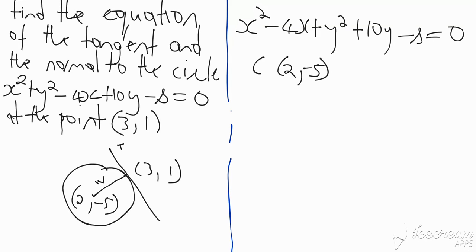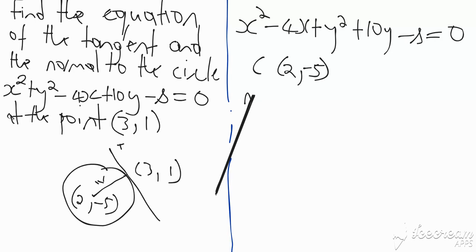Now, bear in mind, from my previous video, we said that the normal touches both points. The tangent only passes through one point. So to find the gradient, I first have to start by finding the gradient of the normal. So I'm going to call it Mn.